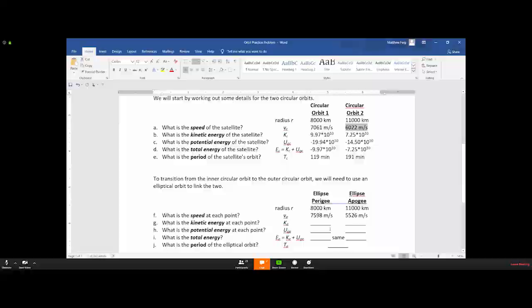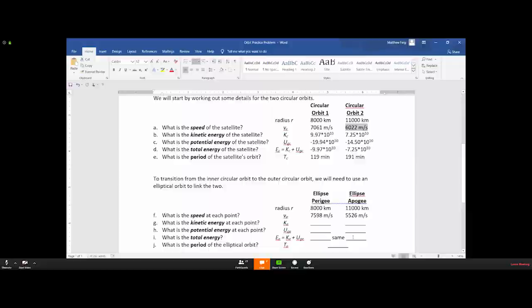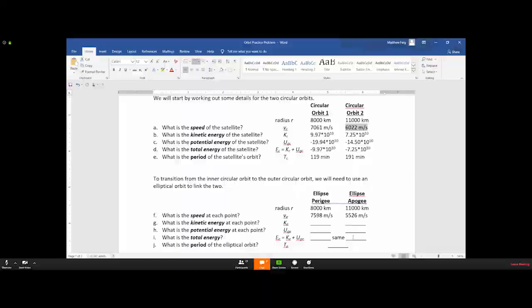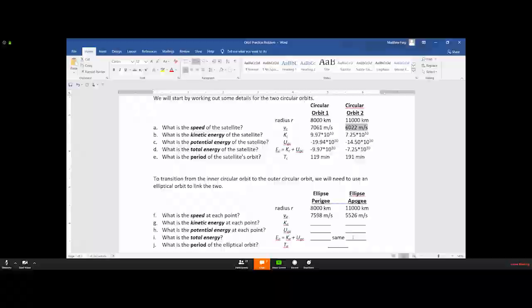And you can very easily fill these in. These had better be the same for the total energy. The KEs are different because the speeds are different. The PEs are different because the radiuses are different. Total energy should agree. And that was how we use the fact that total energy agrees to get there. Another thing you could calculate would be angular momentum, which is MVR. MVR at the near point, MVR at the far point, those should also agree.